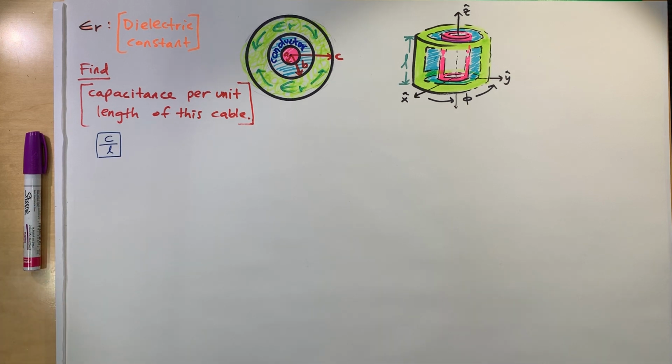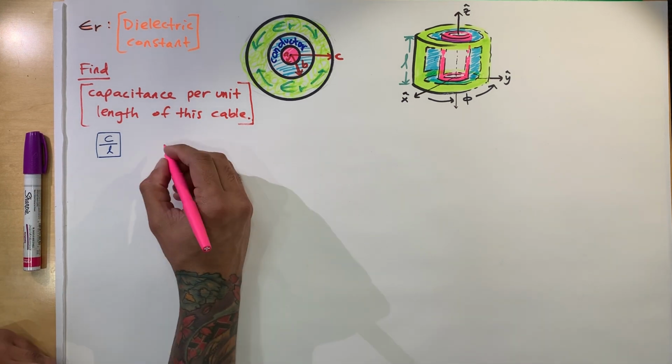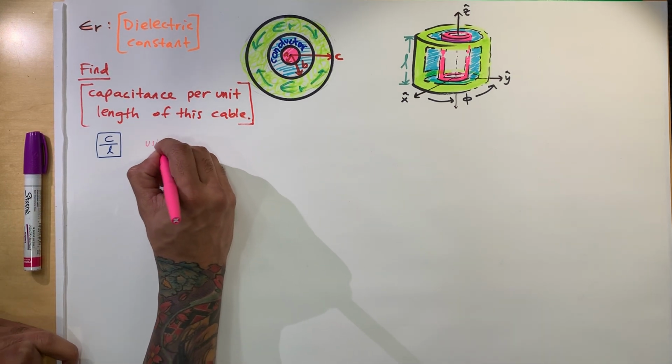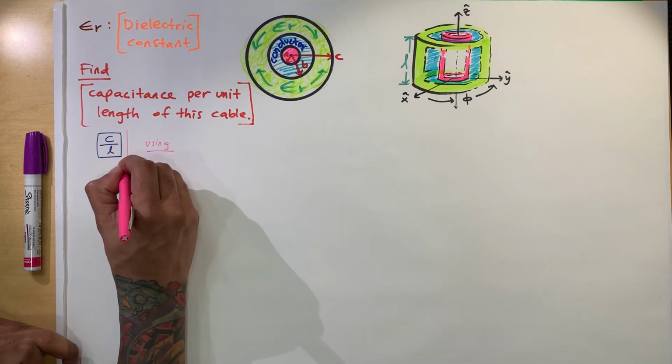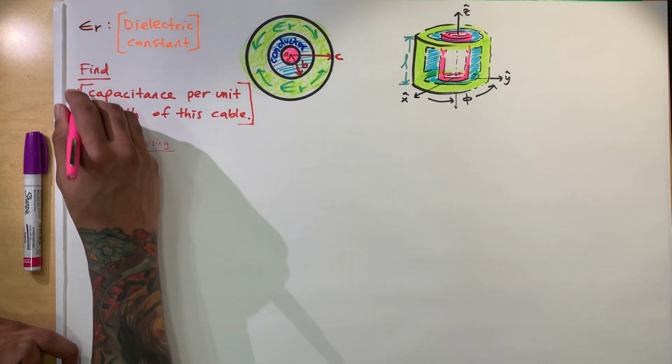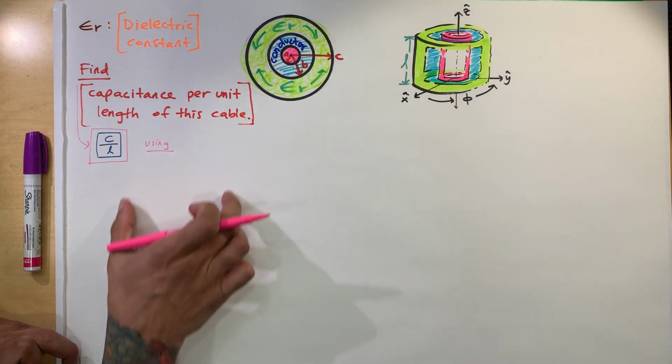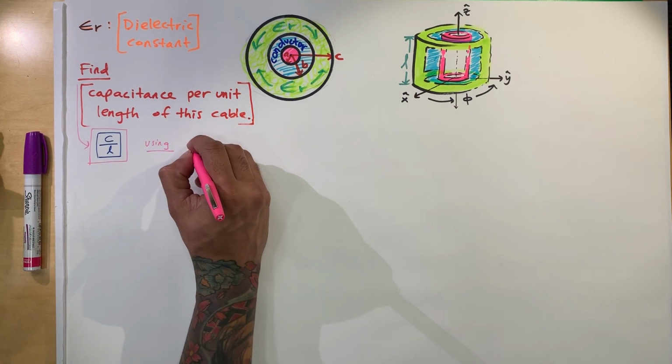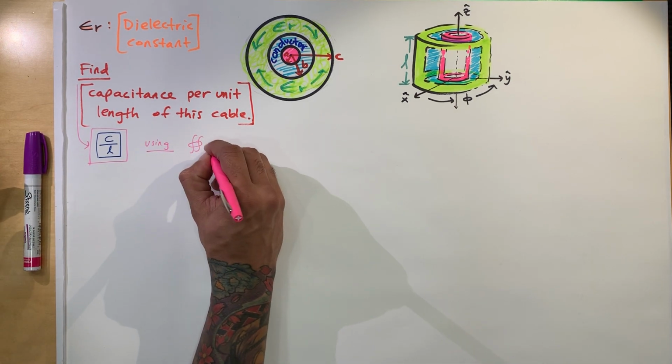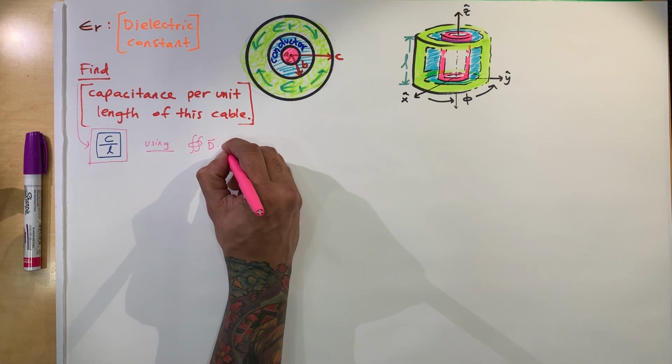So let's start off using Gauss's law for electric displacement. Let's write the formulas here in pink. This is separate from what we need to find at the end, which is what they're asking us. Here I'm going to start something separate, using Gauss's law for electric displacement.